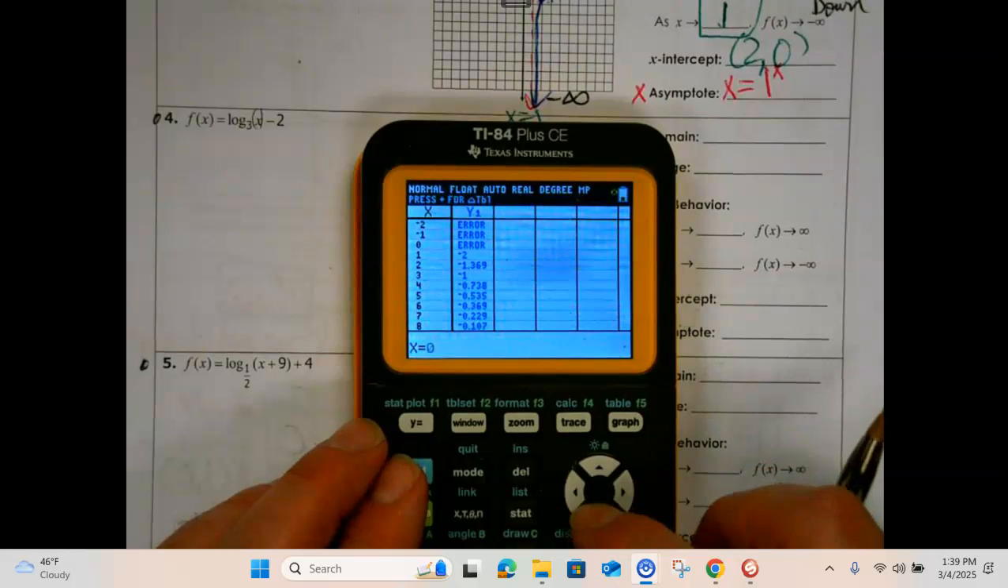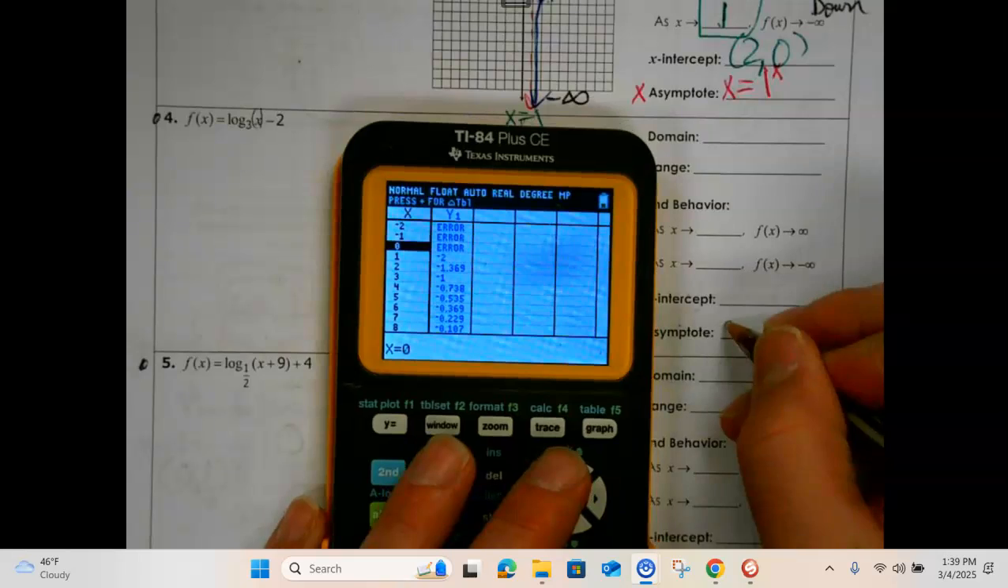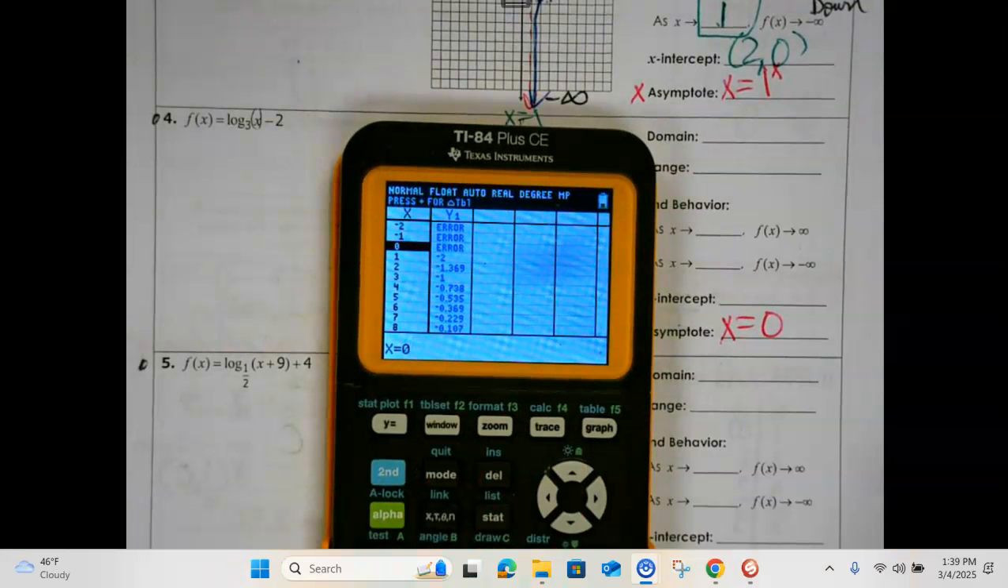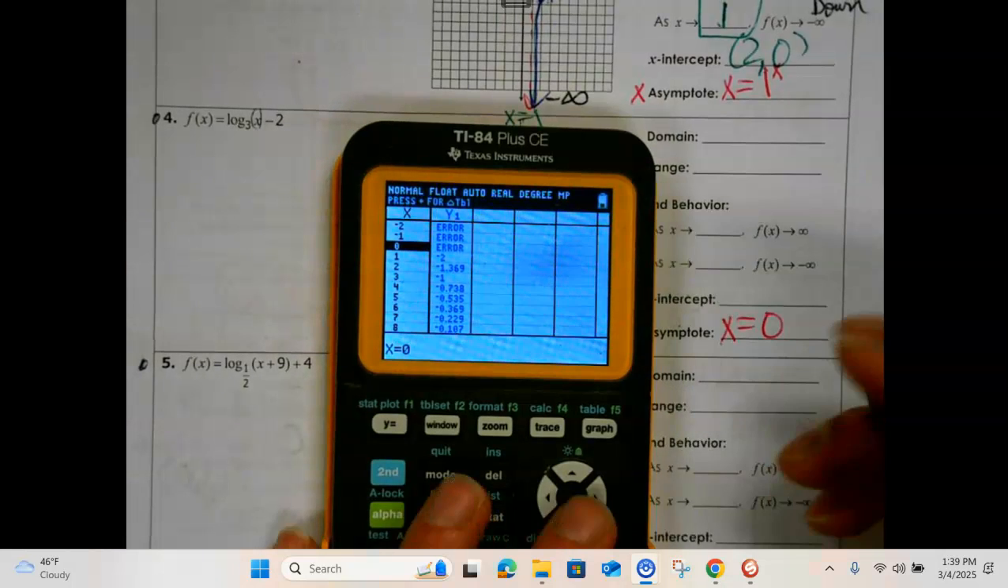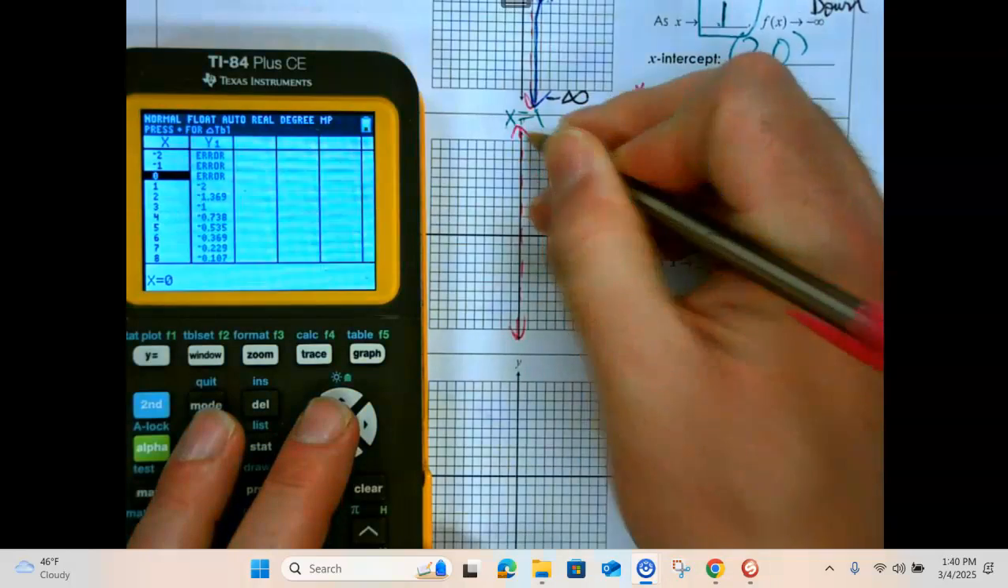So let's see here. I'm looking at my graph. Error message starting at 0. Because I didn't move left or right, I just moved up and down. That just doesn't matter to this. So I'm like, all right, x is 0. Let's get that in there.